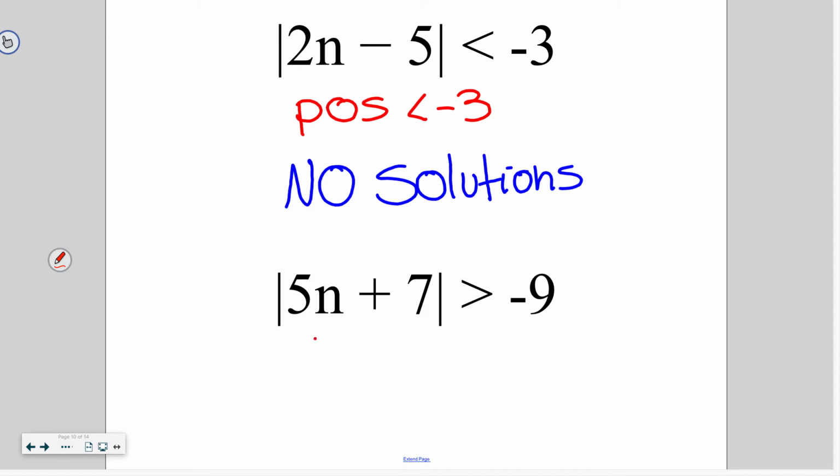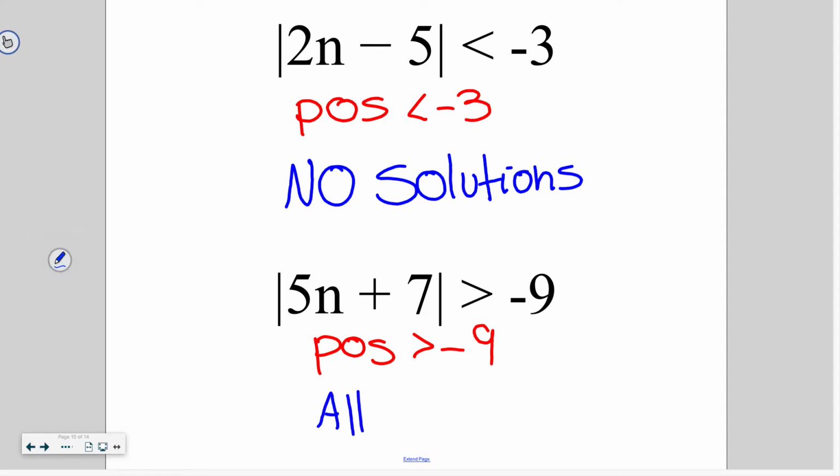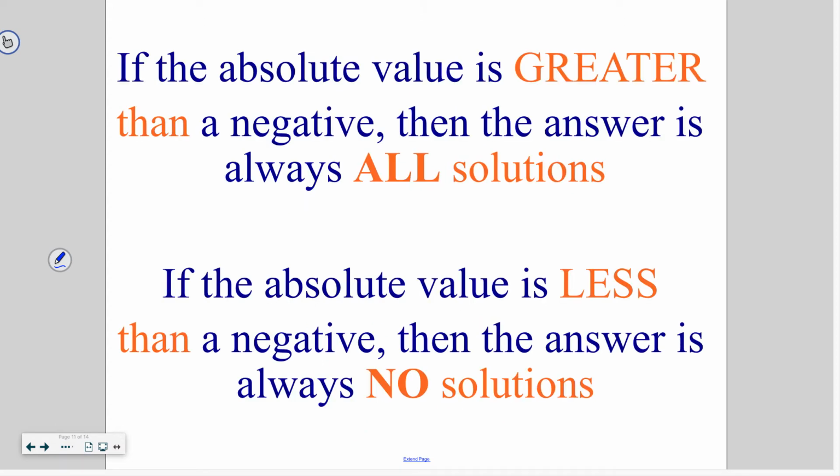On the flip side of that, if I have a positive value is greater than a negative value, that is always going to be true. So this is all solutions. Putting that into helpful notes, if the absolute value is greater than a negative, it's always all solutions. If the absolute value is less than a negative, then the answer is always no solutions.